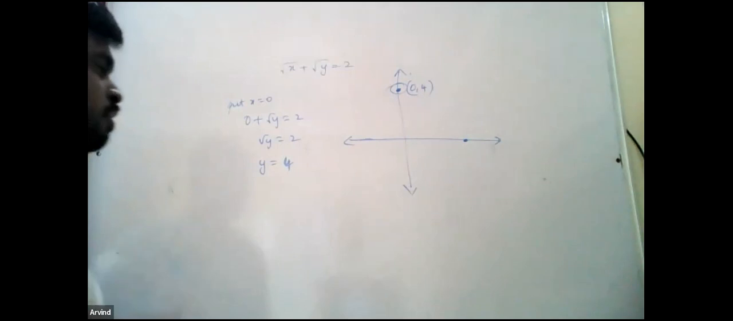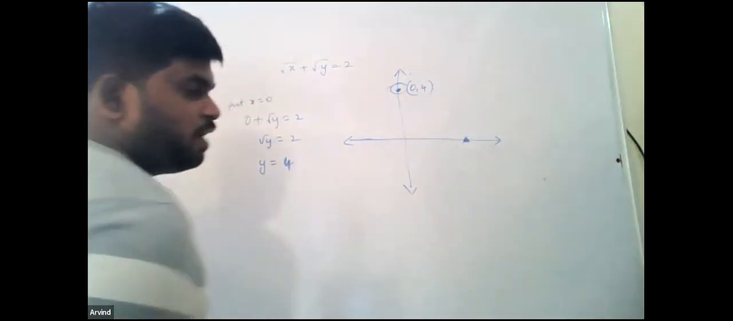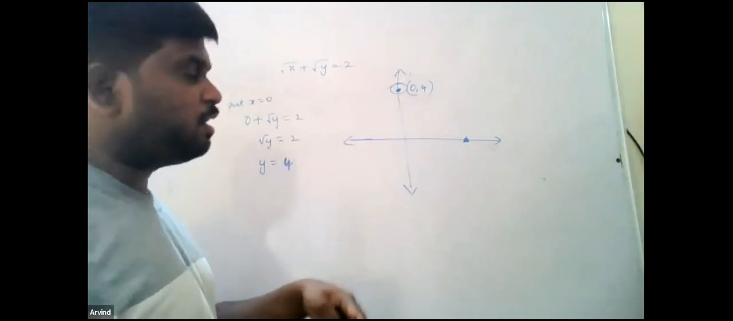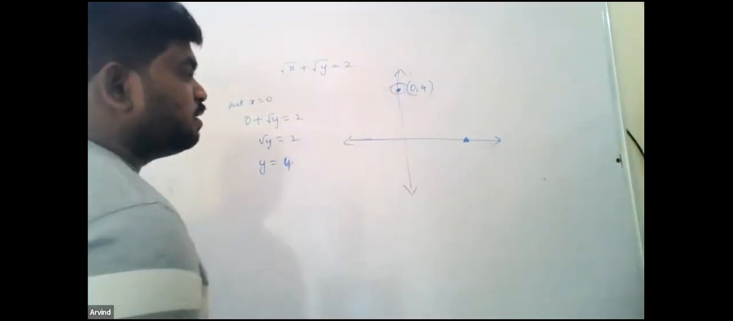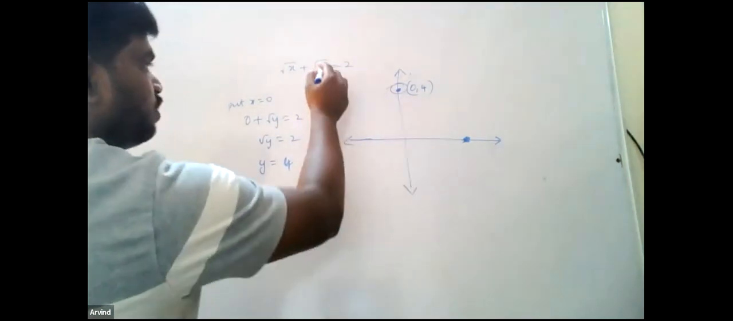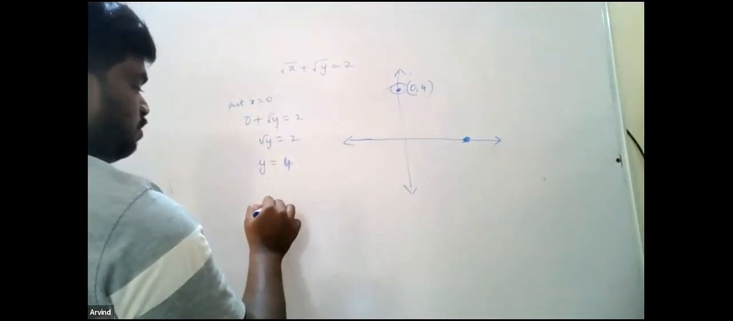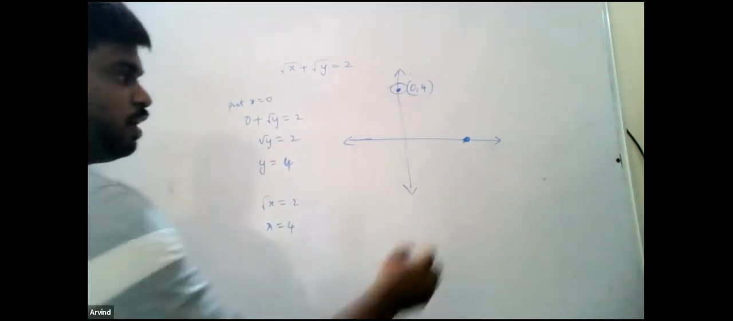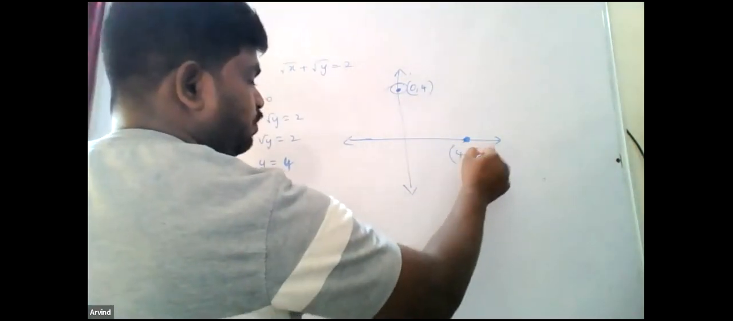Okay, now somewhere it has to intersect the x-axis, since the question only says coordinate axis. So here let's say if it is intersecting, y is 0. So if y is 0, root x will become 2. So squaring on both sides, x will become 4. Okay, here it is 4, 0.